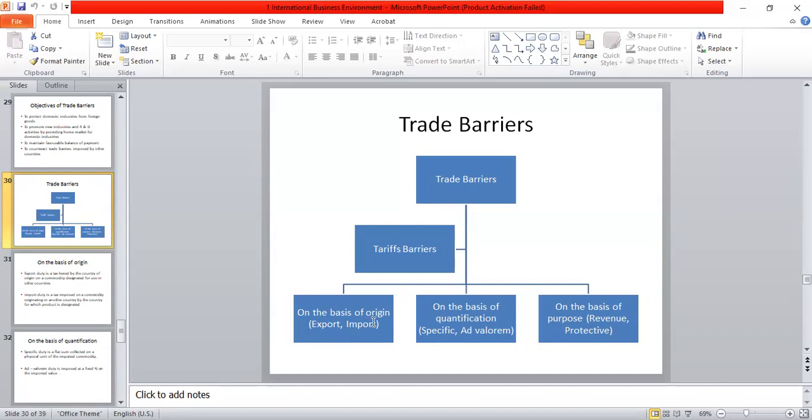On the basis of what? Trade barrier on the basis of what? Hello?